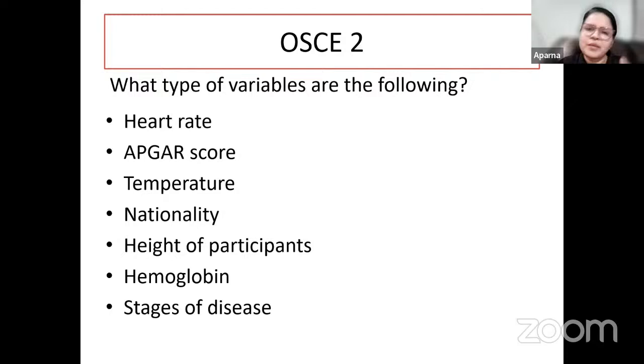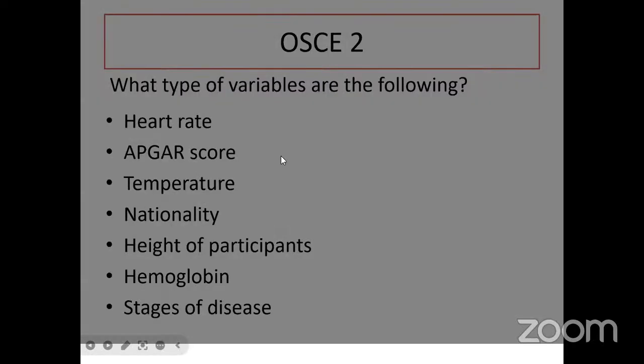So let us take up some examples. I'm going to give the variable and you tell what type of variable it is. Let's take the example of heart rate. What kind of a variable would it be? Is it a numerical or a categorical variable? Those of you who want to answer are free to answer in the YouTube chat box.